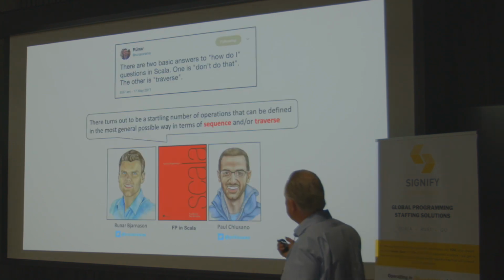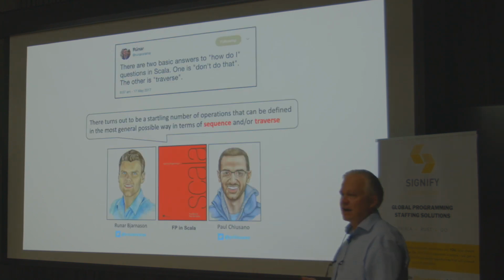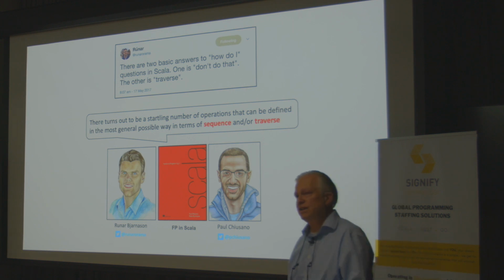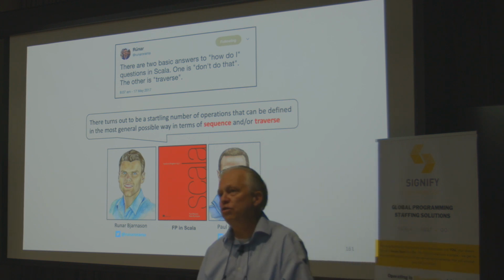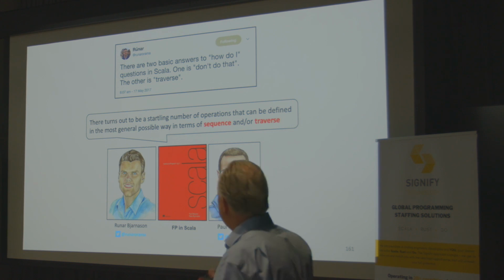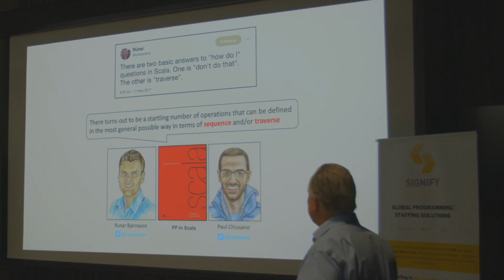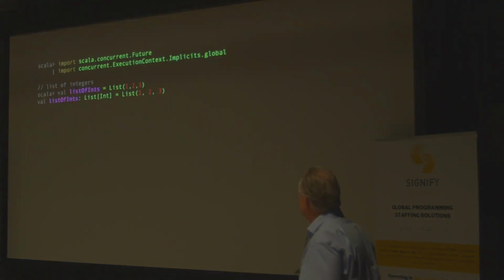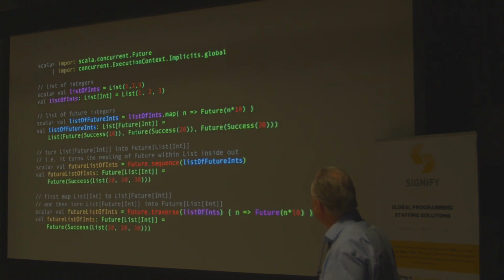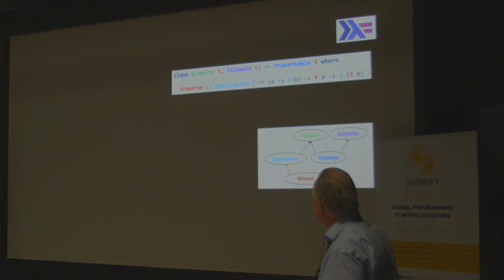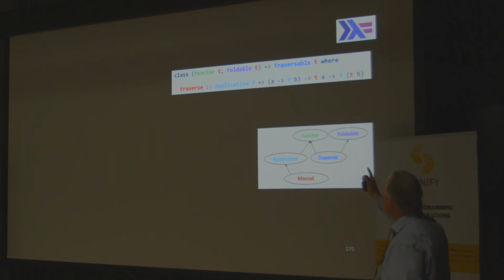So, as Runar Bjarnason says in the Red Book, in Scala, if the question is how do I do this, the answer is either don't do it, or traverse, or its companion function sequence. Now, we're going to skip the intro to sequence and traverse, because we don't have time. And in Haskell, traverse lives in the Traversable type class, and it's based on Applicative.